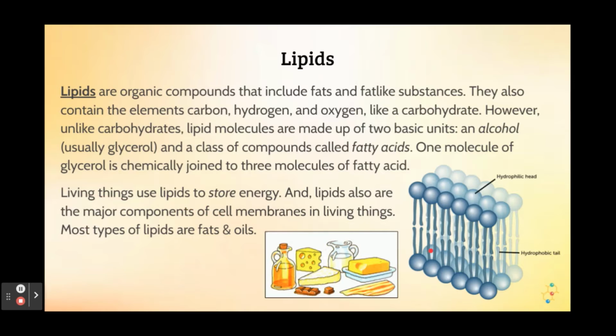Here we have a picture showing a hydrophilic head, which is attracted to water, and a hydrophobic tail, which does not like water. That's why you can see how the tail is always on the inside, so it doesn't have any interaction with water. Most types of lipids that we see are fats and oils, like cheese, butter, milk, chocolate, stuff like that.